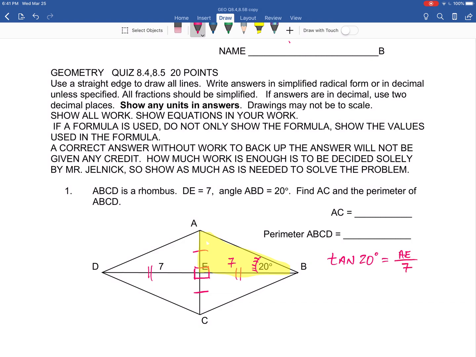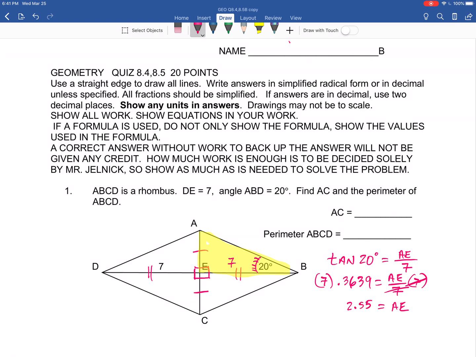Okay, let's do tangent of 20 in our calculator. Tangent of 20 is 0.3639 equals AE over 7. Hey, let's multiply both sides by 7. There, that takes care of that. Here's our answer on this one. We've got AE equals 2.55.